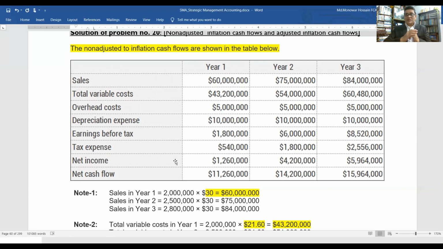So if we subtract the tax expense, then we get net income. What is net income? 1.26 million is the first year's income. And what would the cash flow be? With this net income, we have to add the depreciation expense because it's a non-cash item. So 1.26 million plus 10 million comes to a first year net cash flow of 11.26 million. In the same way, year 2, 14.2 million, year 3, 15.964 million. So this is the net cash flow.